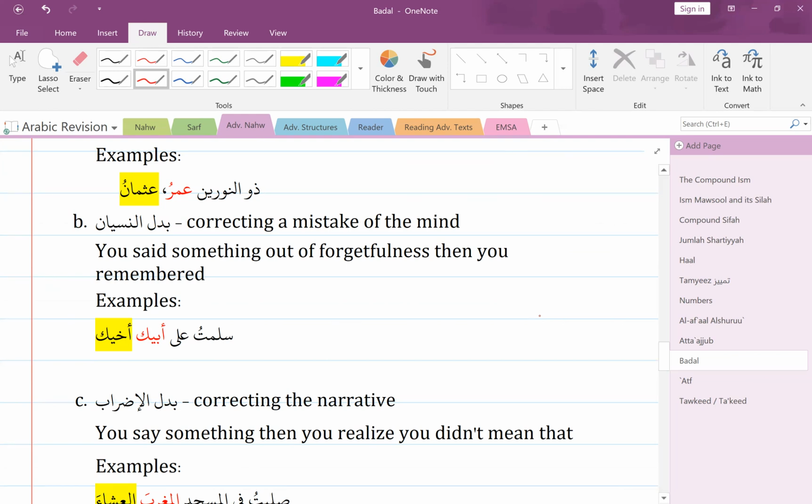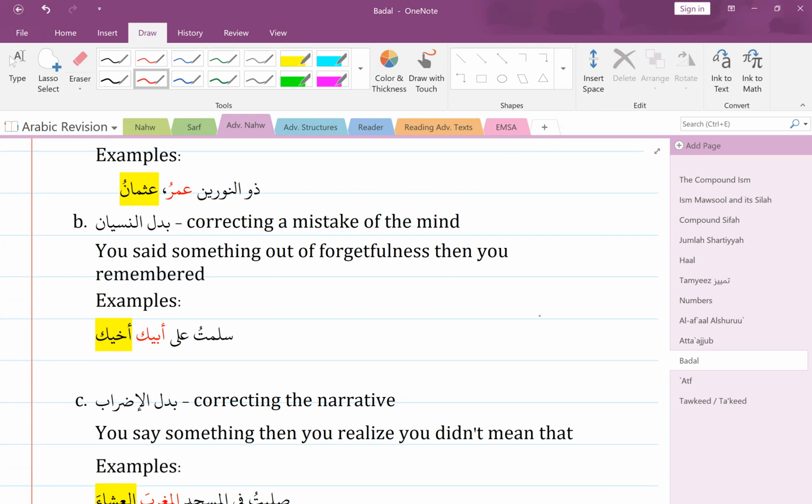So for example, سلمت على أبيك. In your mind, you thought it was your father, and then you remember, no, it was actually your brother, أخيك. So سلمت على أبيك أخيك. That's how badal al-nisyan works. And you can see badal al-nisyan and badal al-ghalat are very close: a mistake of the tongue, a mistake of the mind. Sometimes it's more or less the same thing, really.